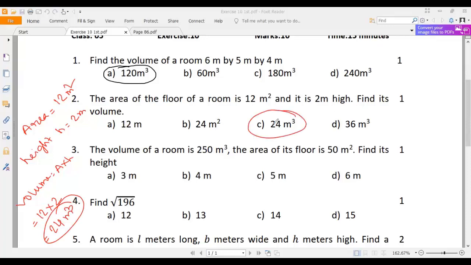So option C will be the final answer. You have to be careful at unit. 24 meters square, this is the unit of the area, but unit of the volume will be cubic meter. So be careful. Okay. Now number three.